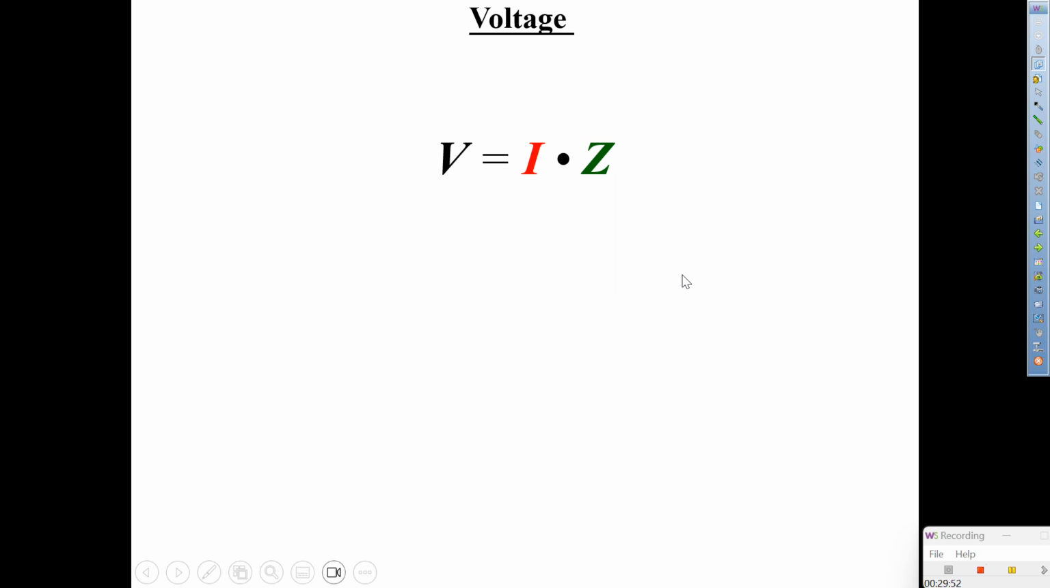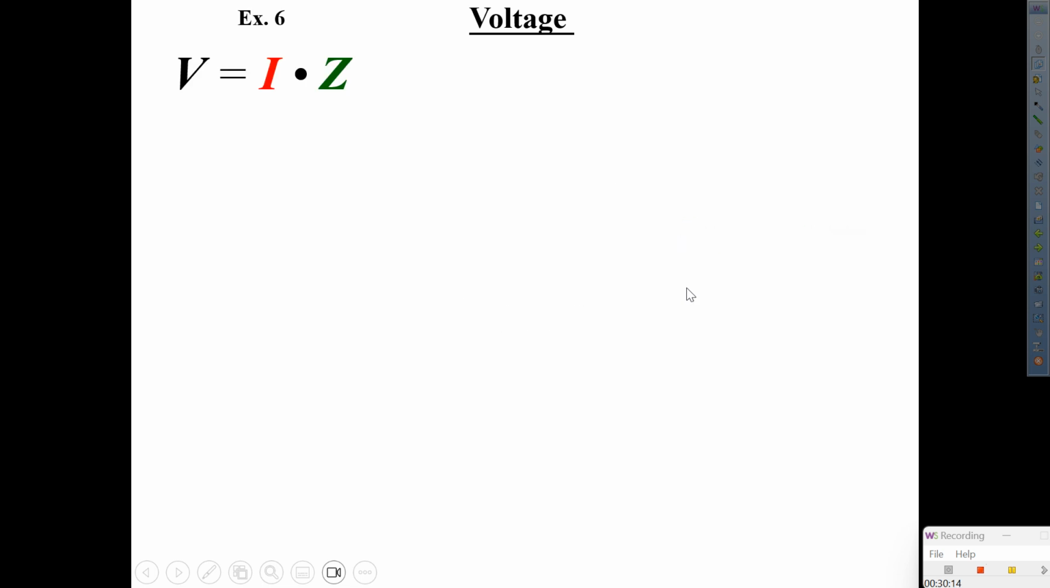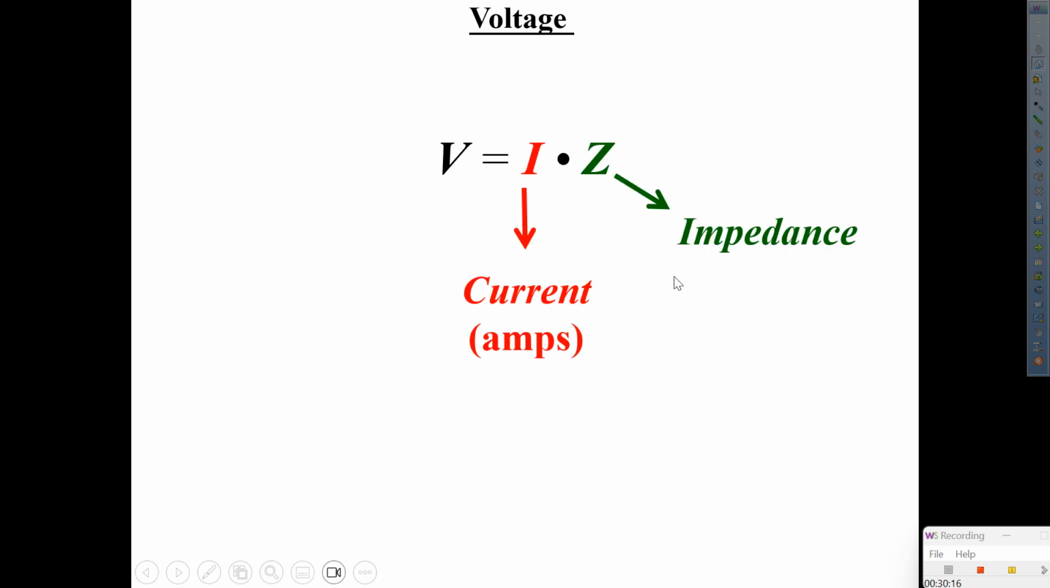Look up. Here goes the part that we need for tonight's home play. Look up, please. So, I'm going to give you a formula. Don't write it down yet. And it looks like this. V equals I times Z, where I is the amps or the current, and Z is the impedance. So, voltage equals I times Z.